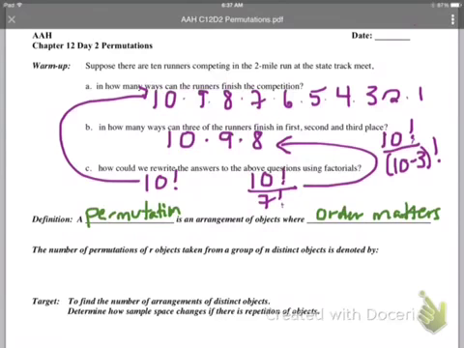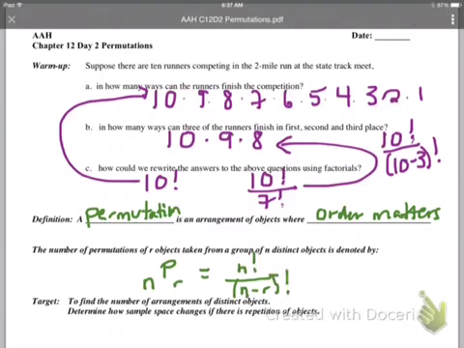So now the formula for that, and I never used this formula, but I wanted to show it to you because you're in honors, is the number of permutations of r objects taken from a group of n distinct objects is denoted by little n, capital P, little r, and that is n factorial divided by, and now you'll see where this ties into the warm-up, n minus r factorial.